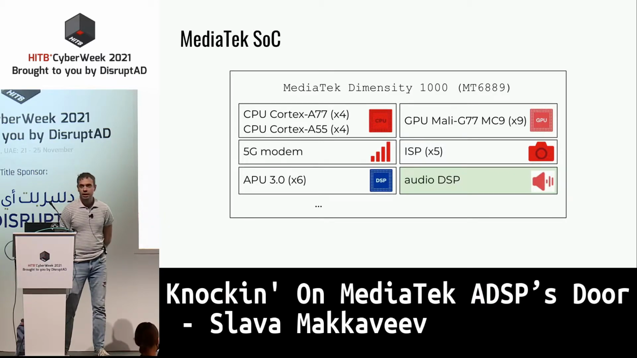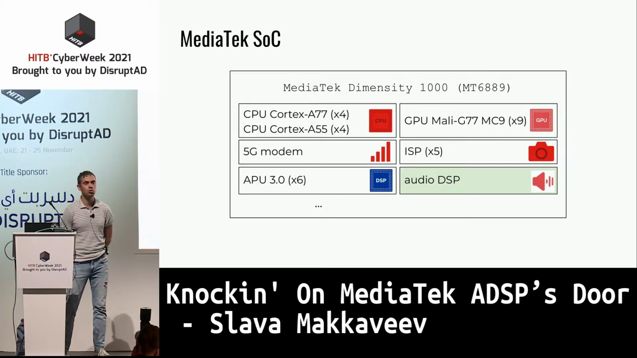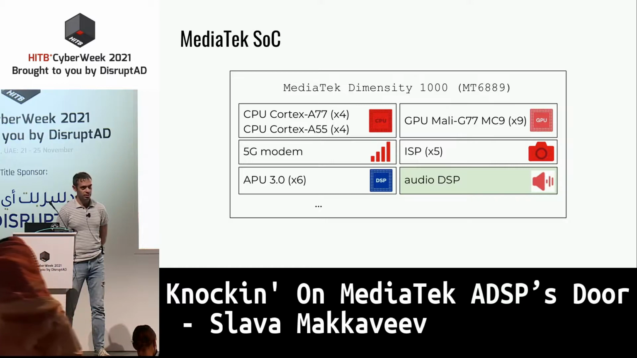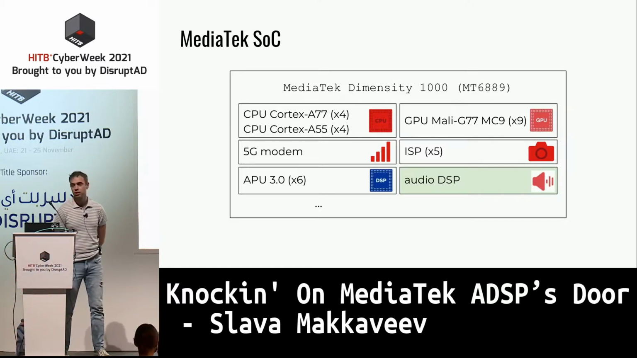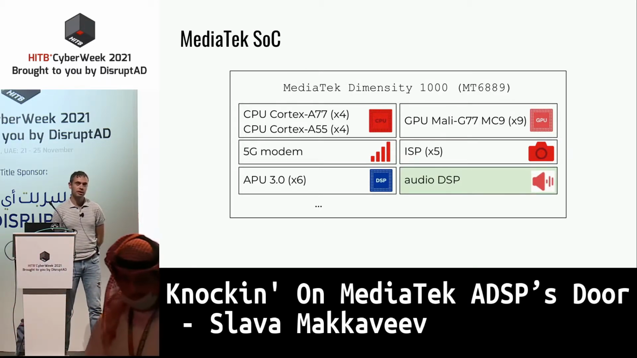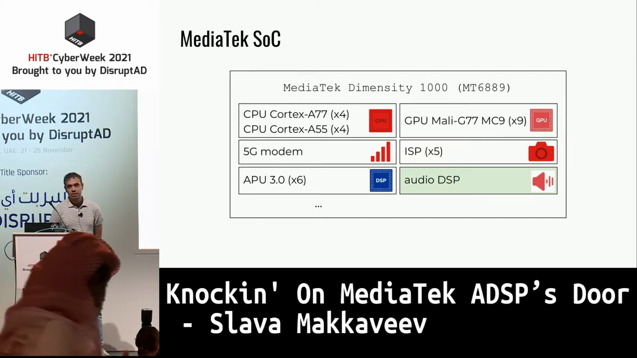I like this question and I will ask it again. Do you know how many processors are on your mobile phone? You might be surprised. For example, the MediaTek Dimensity 1000 SoC, which is a high-end but not the latest SoC, contains 8 CPU cores, 9 GPU cores, 5 cores image signal processor, and a built-in 5G modem processor, and has several digital signal processors. Namely, this is a special artificial intelligence processing unit, APU, and the audio DSP that is used to improve media performance and reduce CPU usage. As you can see, the SoC is a complex thing, right?